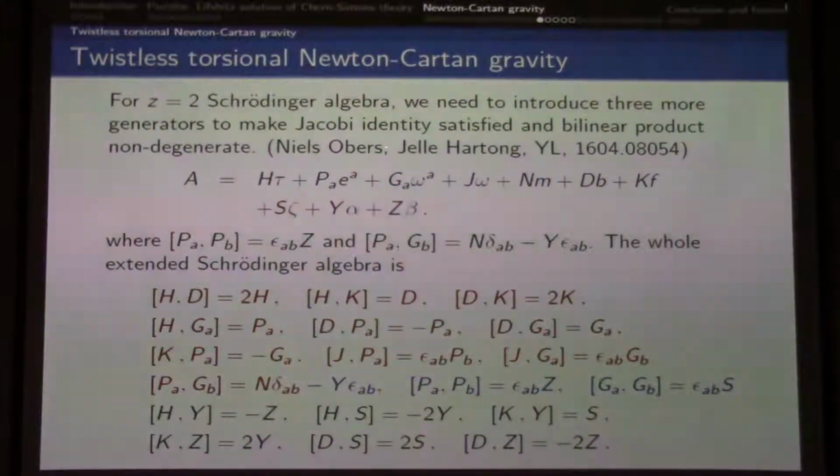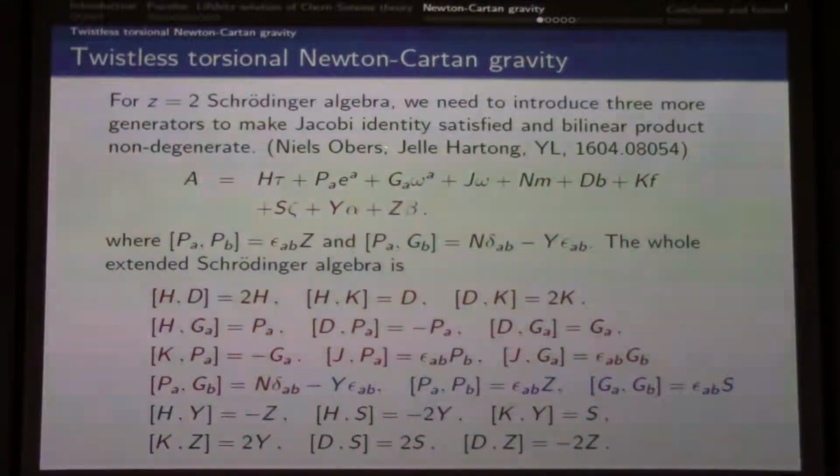So far, so good. But I want to make an analogy between the Chern-Simons Newton-Cartan gravity and Chern-Simons Einstein gravity. I should add something like conformal symmetry or scale invariance. The conformal extension of the Galilean symmetry is called the Schrödinger algebra. Especially for z equals 2, we can have a special conformal transformation. And you want to play the same trick, that I can add a special central generator S so that I possibly can construct a non-degenerate bilinear product on the Schrödinger algebra.